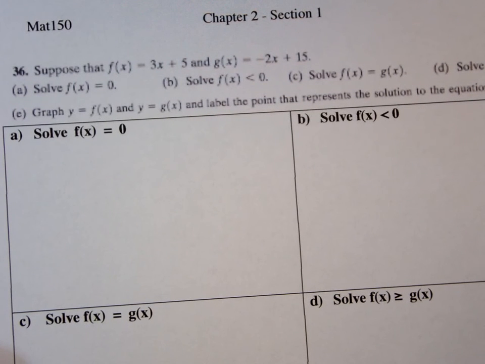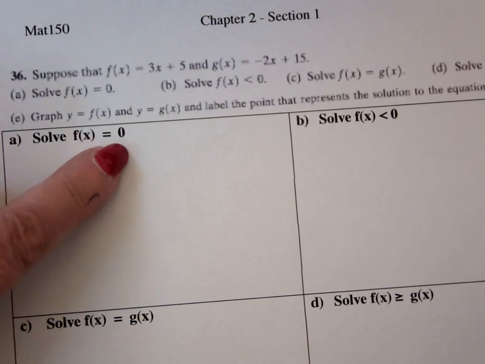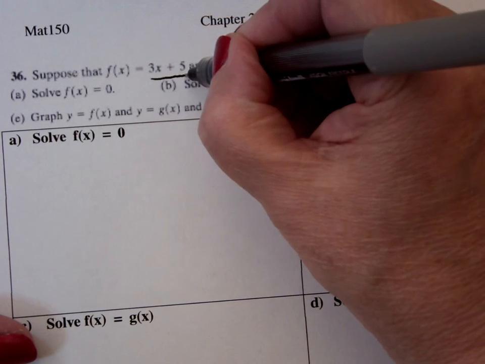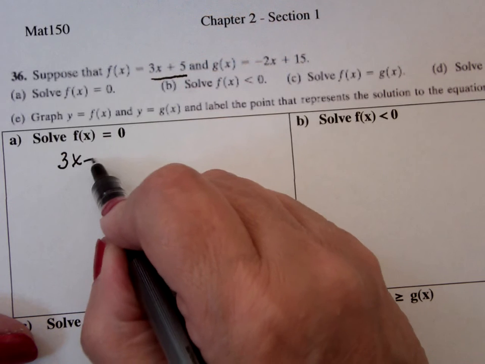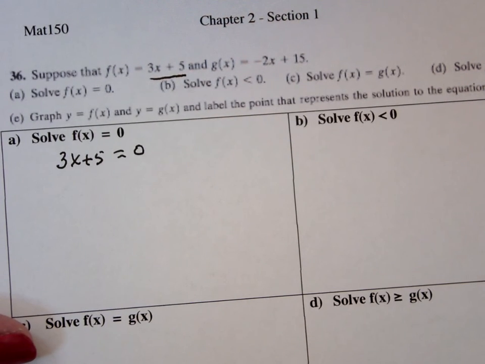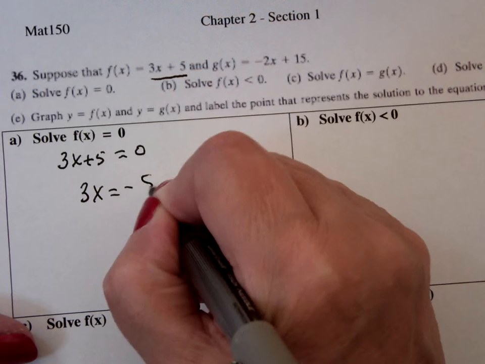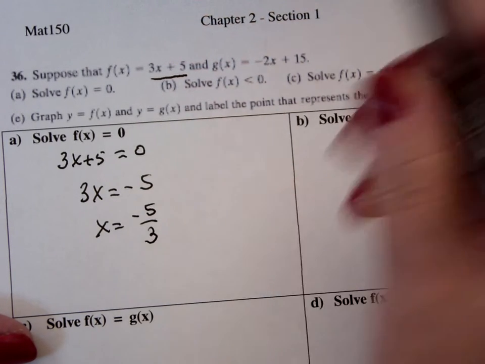f of x is 3x plus 5, g of x is negative 2x plus 15. A, solve f of x equals 0. f of x is 3x plus 5. What it's telling me is that 3x plus 5 equals 0. So I replace f of x by 3x plus 5. This would say that 3x is negative 5, or x is negative 5/3.